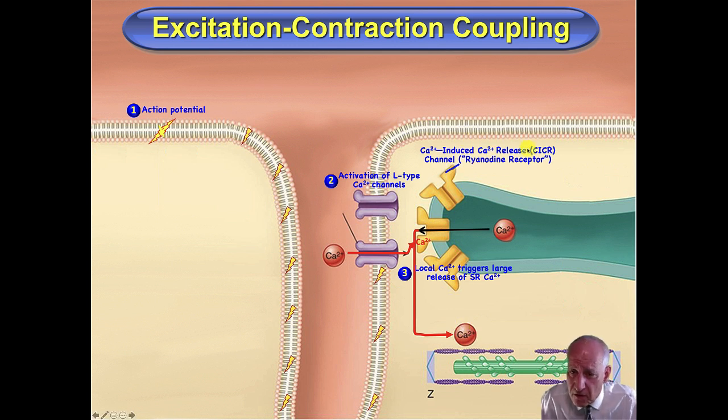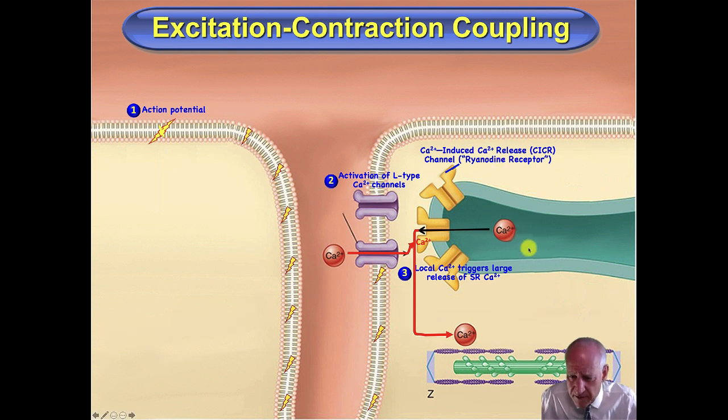Now, it used to be called the ryanodine receptor, and in some texts you'll still see it labeled that way. The reason is because it was biochemically isolated by using a column that had a ryanodine molecule attached to it. The channel binds to that molecule, ryanodine.